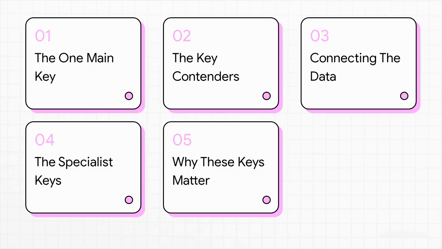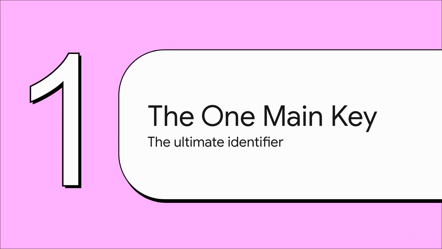So, here's our game plan. We're going to start by meeting the hero of the story, the one main key. Then we'll check out the other contenders for that top spot and see how these keys actually build bridges to connect all our data. After that, we'll get into some specialist keys for the tricky situations. And finally, we'll tie it all together and see why this stuff is basically the invisible backbone of your digital life.